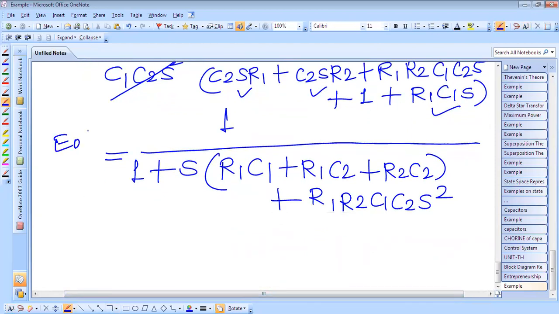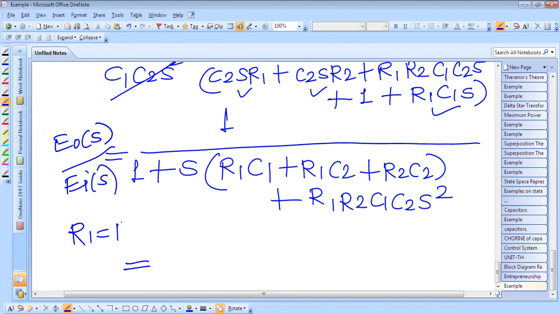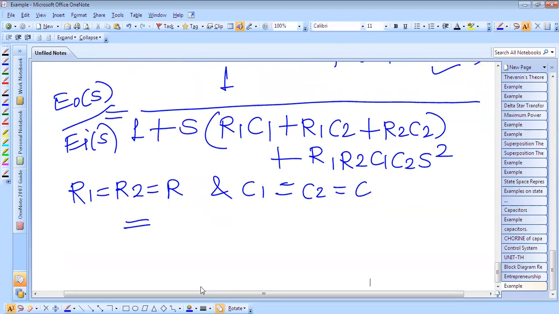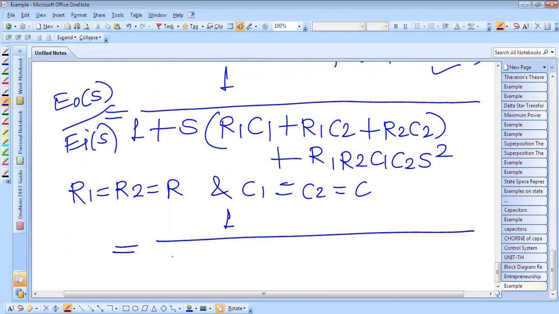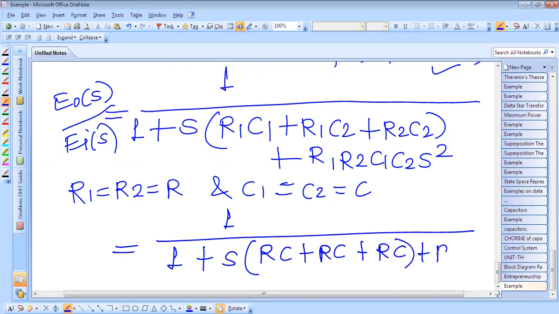Now we have to substitute here R1 R2 is equal to R and C1 C2 is equal to C. So we can write like this: 1 over 1 plus S RC plus RC plus R square C square S square.